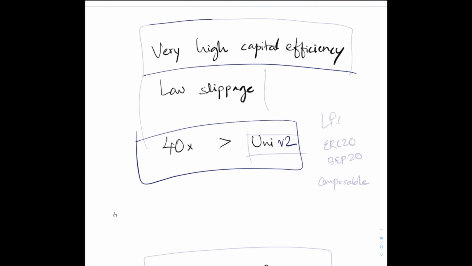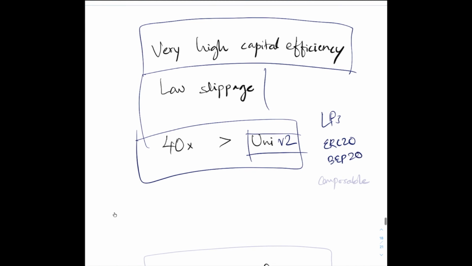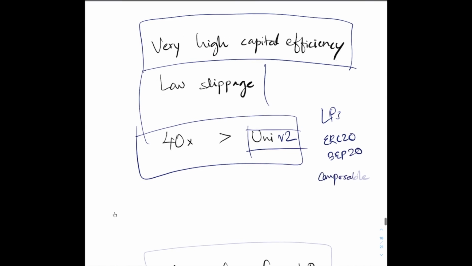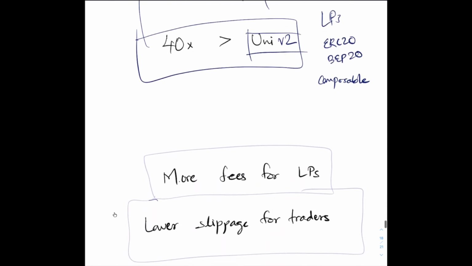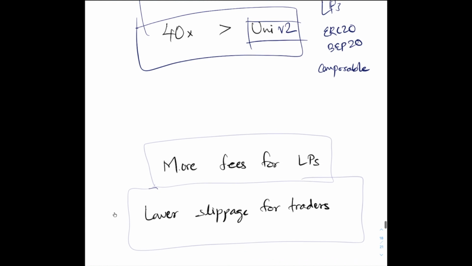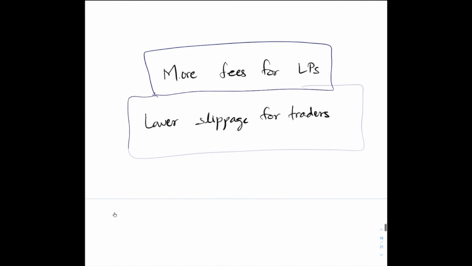Then, in terms of what the outcomes are for LPs, and for traders, it's going to be very low slippage. It's also going to be significantly simpler than both Curve V2 and Uniswap V3. The LPs are ERC20 or BP20, which means they are composable, unlike Uniswap V3 LPs, which are NFTs. And it would effectively mean that LPs who supply liquidity to this AMM would get significantly more fees, and it would provide significantly lower slippage for traders.